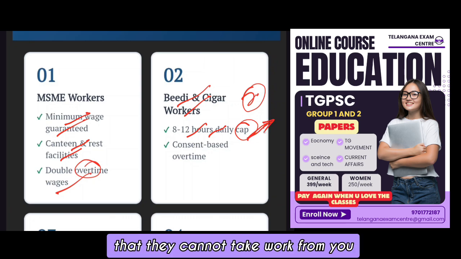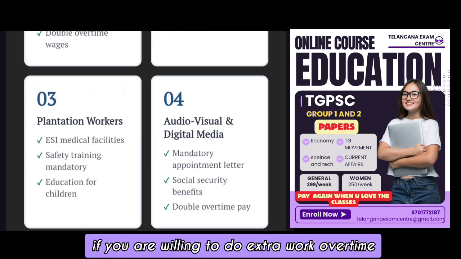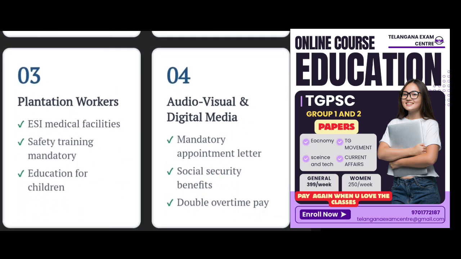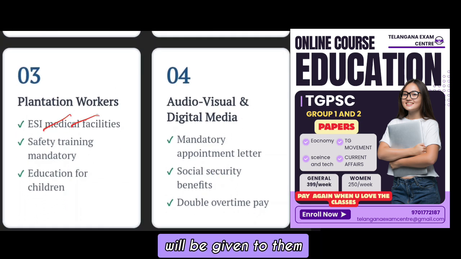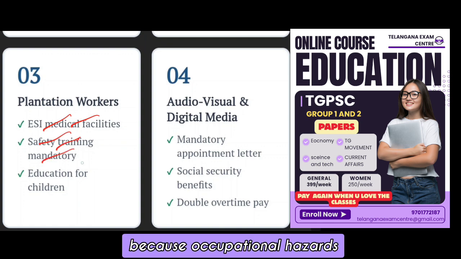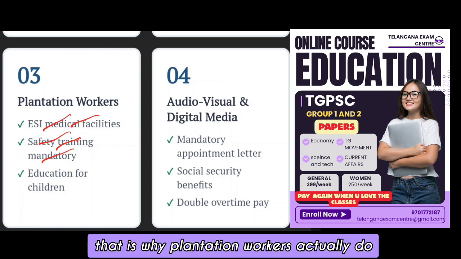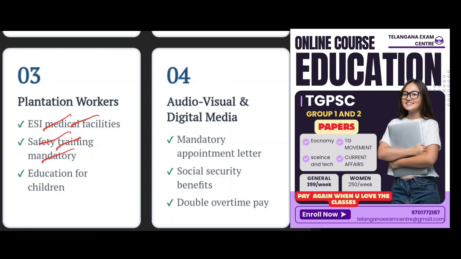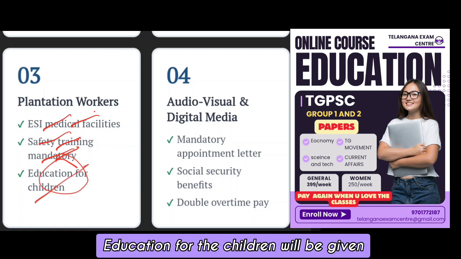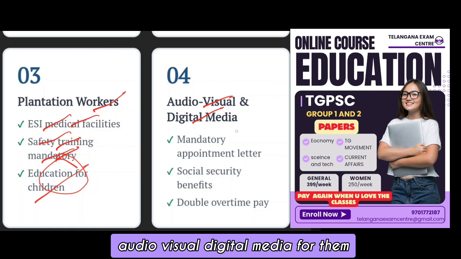It means more than that, they cannot take work from you. Consent based overtime: if you are willing to do extra work overtime, then only you will be given that facility, otherwise not. Okay. For plantation workers, ESI medical facilities will be given to them and to their parents. Safety training mandatory is very important, because occupational hazards and accidents are very common in our country. That's why plantation workers actually do a lot of manual work. That's the reason they need to have mandatory safety training. Education for the children will be given for the plantation workers.